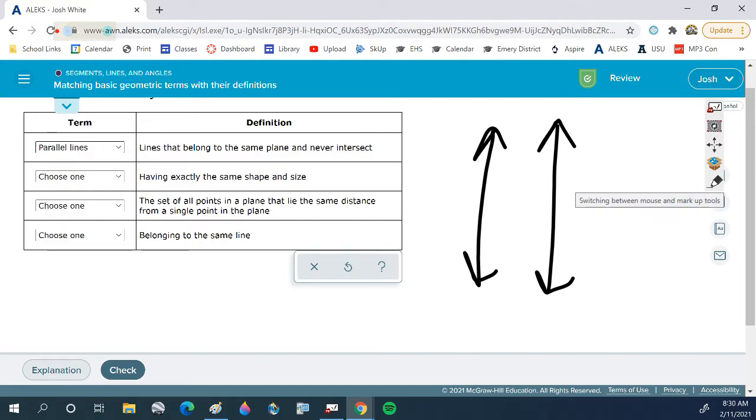Having exactly the same shape and size. So if we have two triangles and they are exactly the same shape and exactly the same size, what do we call those? Congruent. Good.